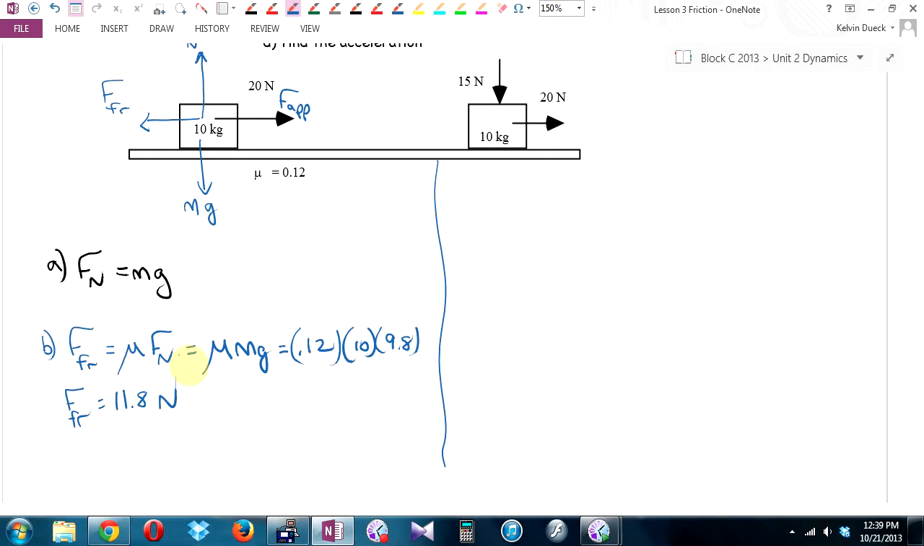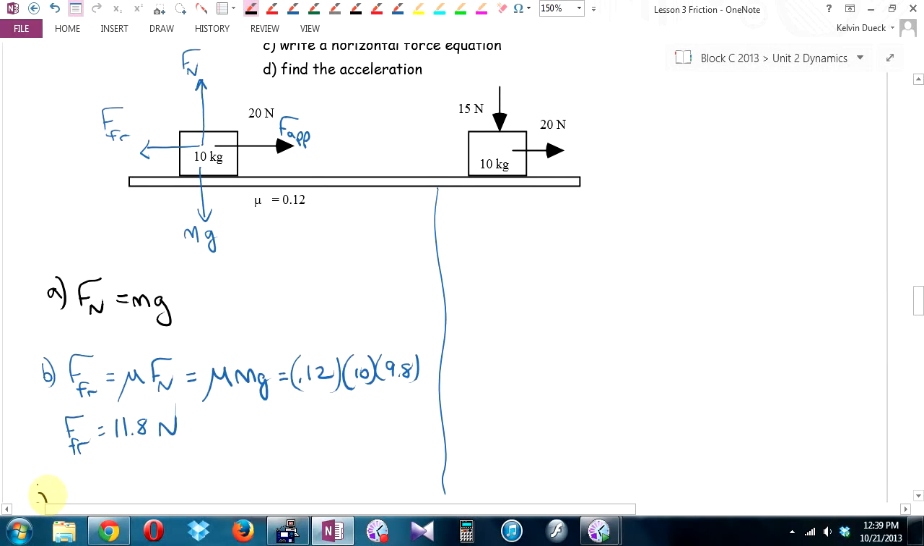Peter, what's C asking me to find? All right, horizontally, who's winning? Which way do you think this thing is accelerating, if it is accelerating at all? To the right, because friction's not going to do work and let it accelerate. So to the right or standing still. So who's winning?